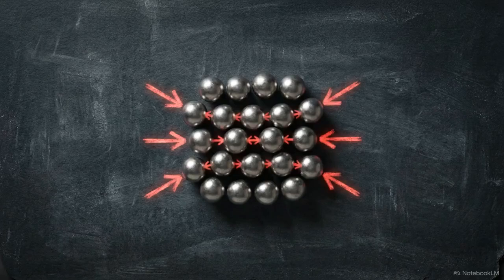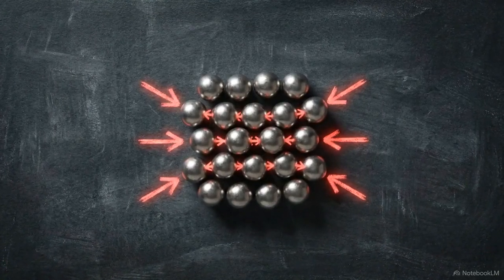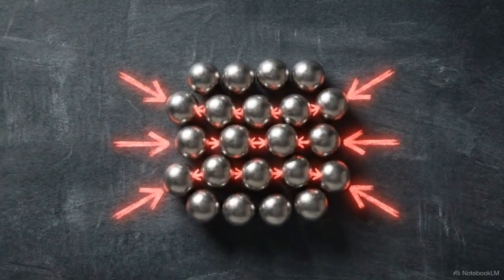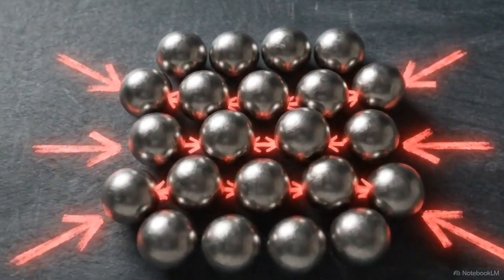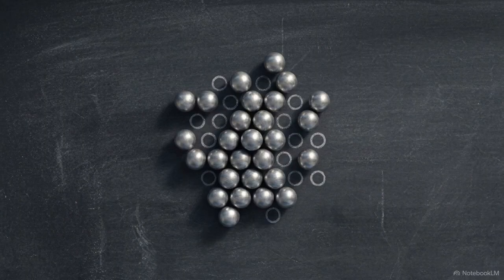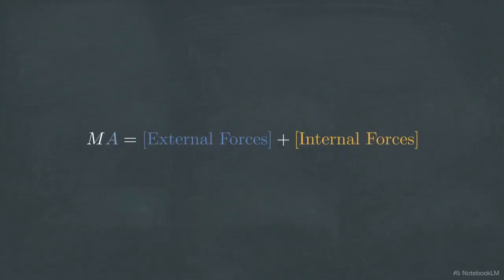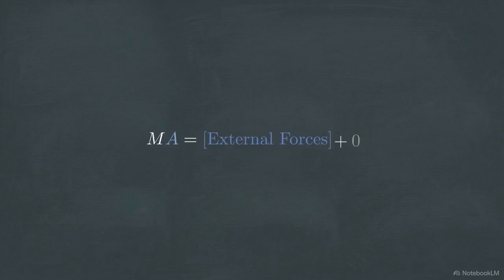Within the system, Newton's third law dictates that every internal force between 2 particles has an equal and opposite partner. When we sum these forces across the entire collection, every internal interaction pair mathematically sums to 0. Because they cancel out in the final summation, internal forces drop out of our equation entirely, leaving only the external forces. This leads to our final derived result.